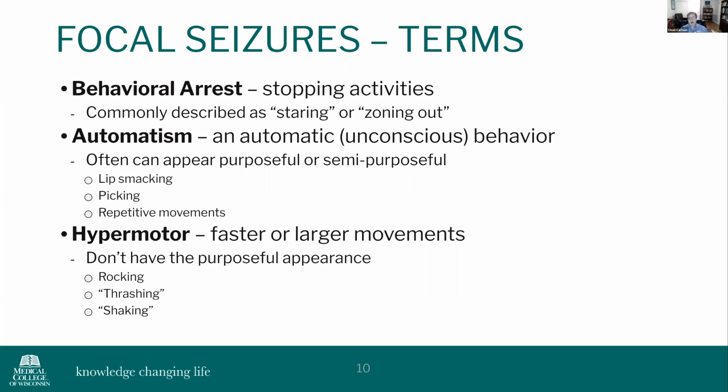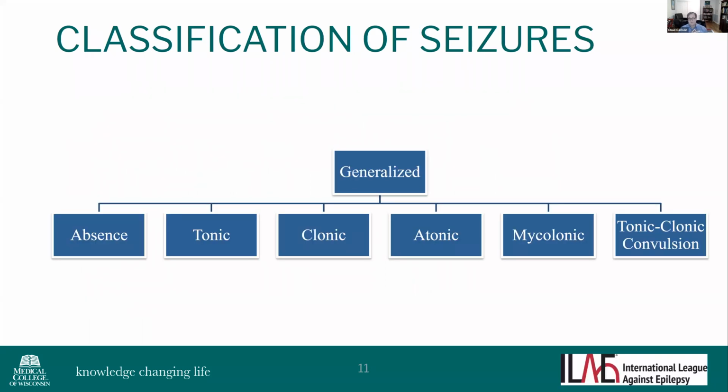Another term that you will commonly hear used to describe some focal seizures are hypermotor activities. These are faster, larger movements. They generally don't have a purposeful sort of appearance like the automatisms we just talked about. They can be rocking. Oftentimes, people will describe it as a thrashing or shaking, a lot of kind of vigorous movement. Those are hypermotor activities.